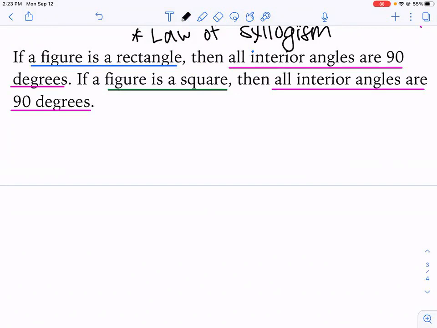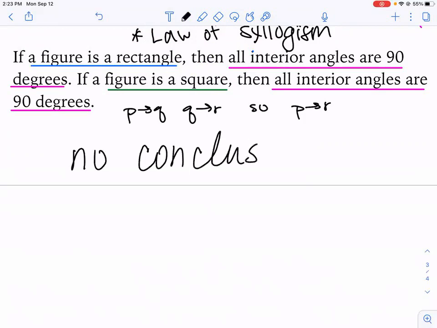Okay, I like that. However, if we try to use the law of syllogism, we need to look for this: P implies Q, Q implies R, so P implies R. Is that pattern happening? No. Notice how highlighted in pink are both conclusions. One needs to be a hypothesis, one needs to be a conclusion. You don't have to draw this.